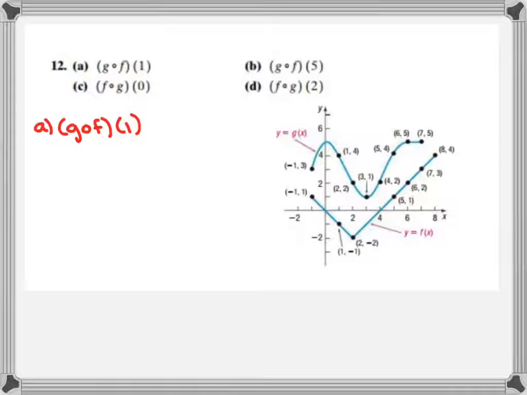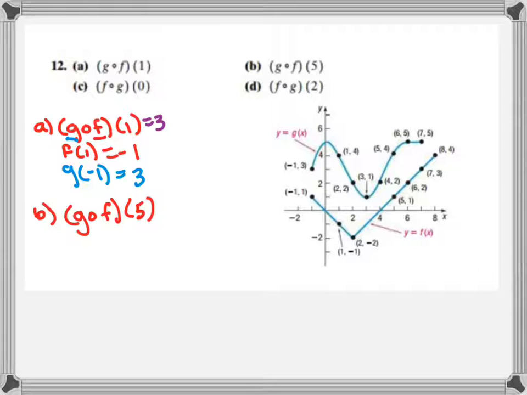So first, let's find g of f of 1. So our rightmost function is f, so we're going to find f of 1 first. So on our f function, find the point where x is 1. And we're looking at our y value, which is -1. So f of 1 is -1. And now that -1 will get fed into the g function. So we need to find g of -1. So on the g function, find the point where x is -1, which is here, and our y value is 3. So g of -1 is 3. So that makes g of f of 1, 3.